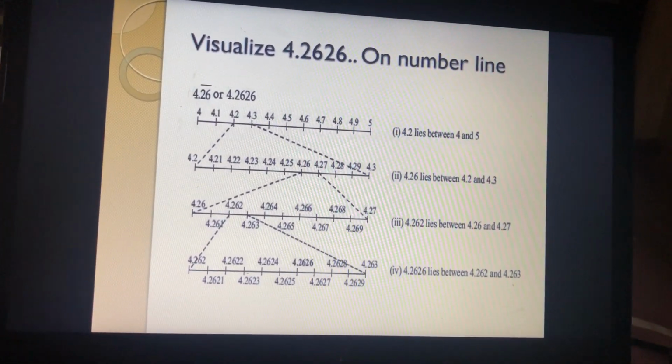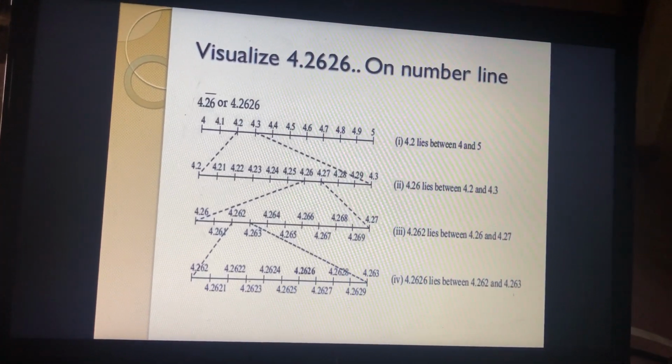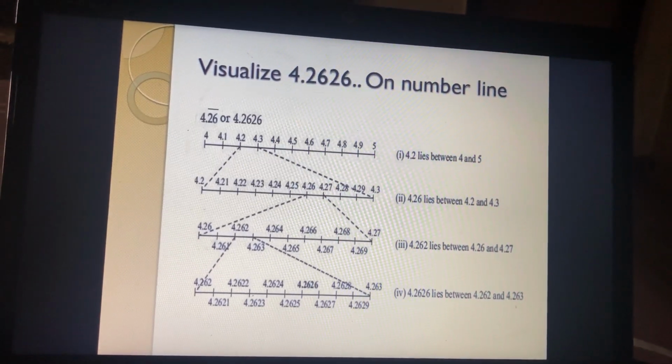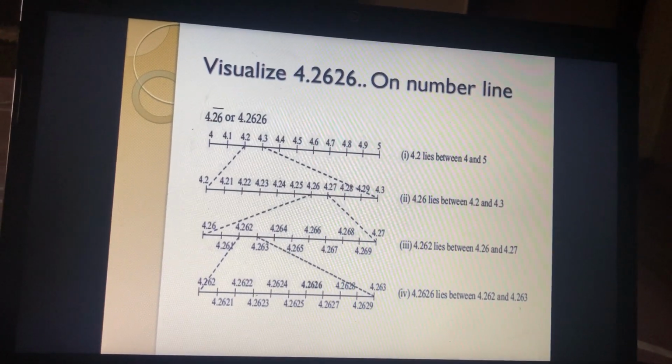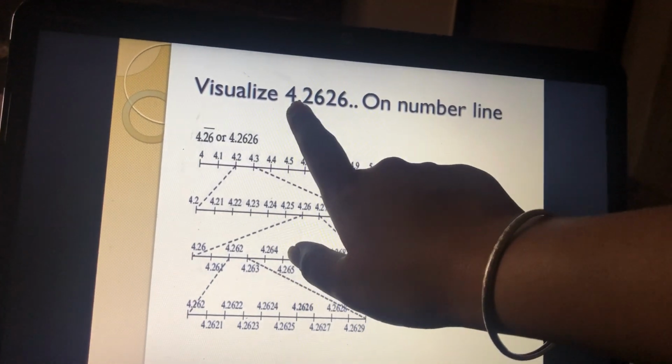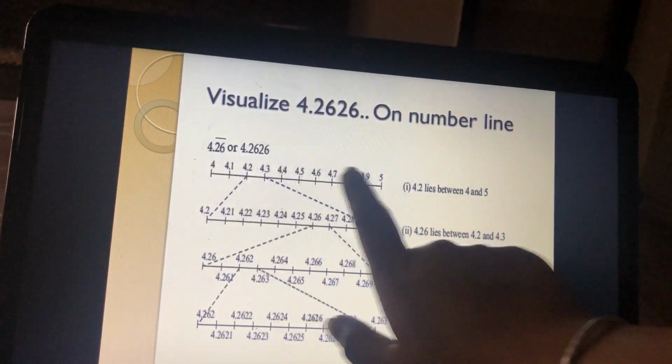Now this is the third type. Visualize 4.2626 on the number line. Here is the decimal, but here is a repeating. That means non-terminating but repeating. Now it will start from 4. So it will bifurcate from 4 to 5.